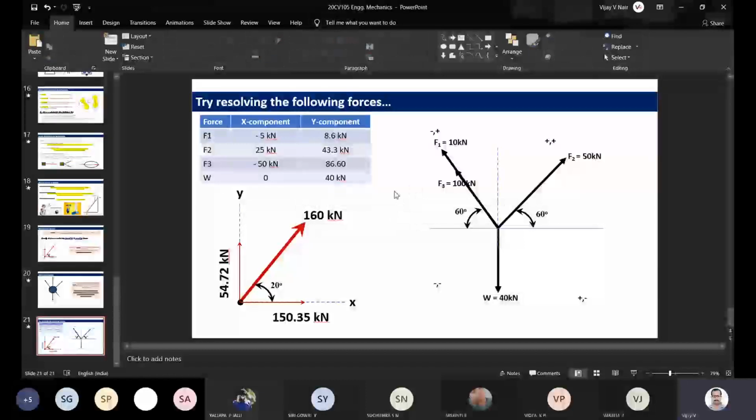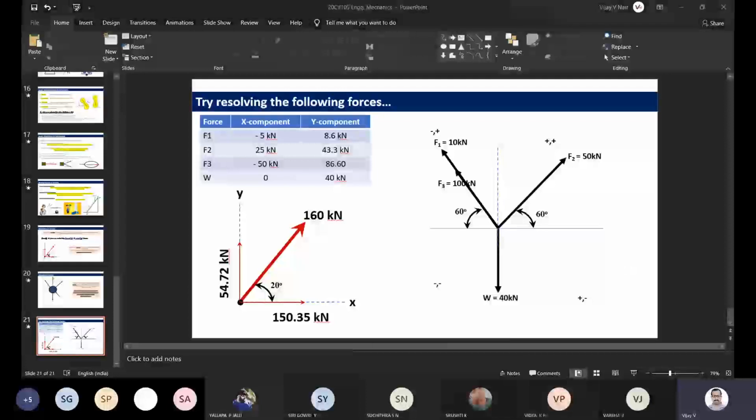If you have any doubts regarding this resolution of force, you can ask me. Anyone who has solved this problem, do you have any question? If you don't have any doubts, I can move on. So this is how we resolve the forces. We'll have some more concepts to be introduced before starting the actual numericals: the parallelogram law of forces, polygonal law of forces, and triangle law of forces. All these we will take up in the next class.